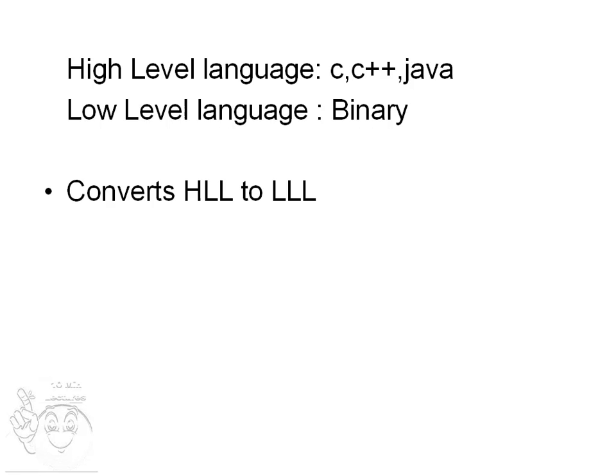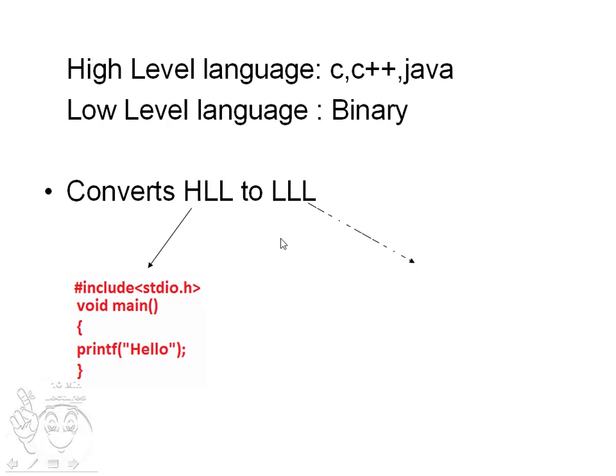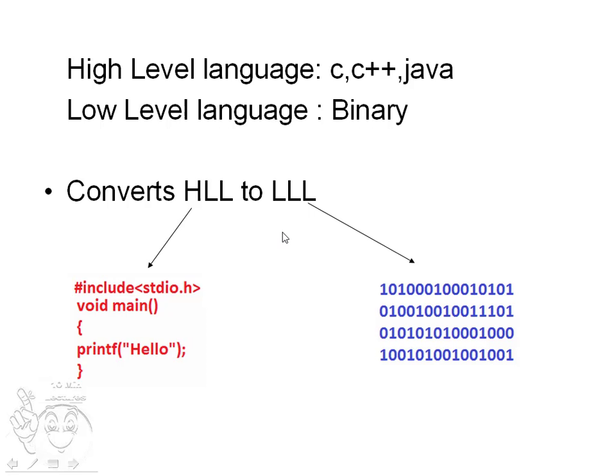So what a compiler does is that it converts the high level language into low level language. In high level language we have a set of code, for example like this, just to print a hello keyword, and we have a low level language which is just a binary number. The compiler converts this high level language into low level language. This process of conversion consists of various phases, so we'll be discussing it in detail.